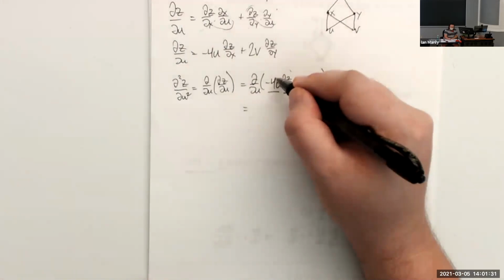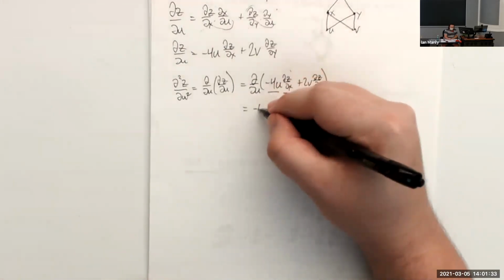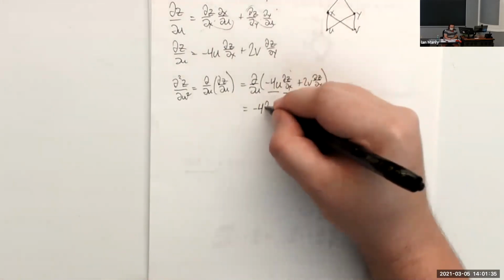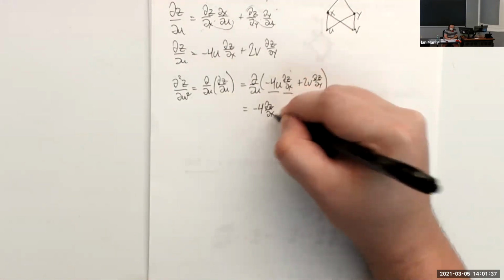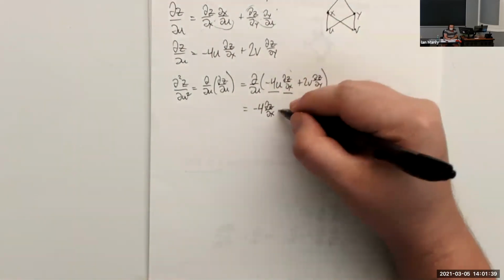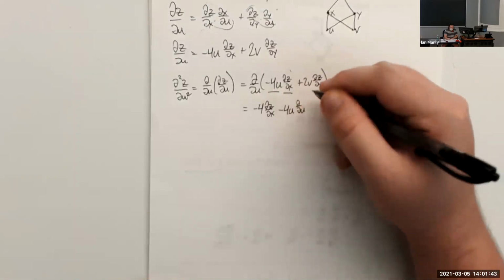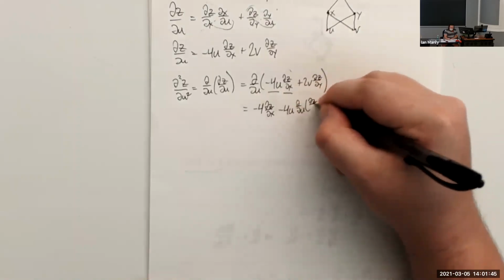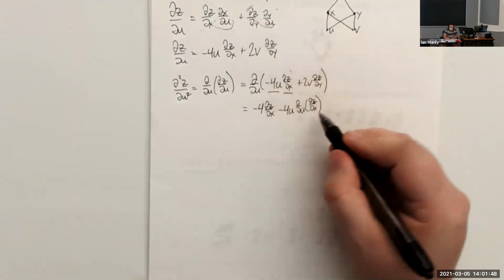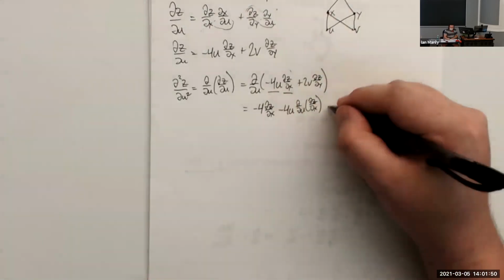So I'm going to do the derivative of the first part, which will be negative 4, and then I'll leave dz dx alone. Then I'll leave the negative 4u alone, and I'm going to do the u derivative of partial z partial x. And I'll come back to what that means in a minute.